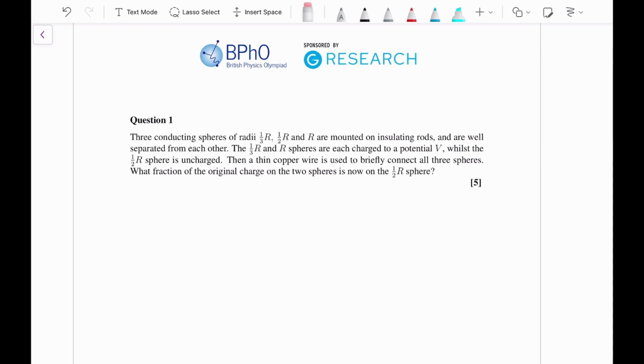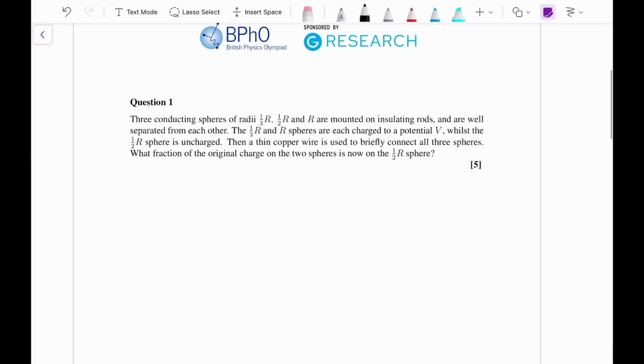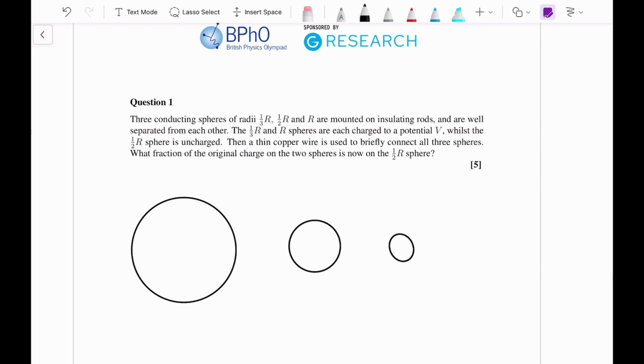So let's say there's three spheres. I'm going to draw a sample diagram. This is the largest one, that is R, a half R, and then a third R. Let's say it's just like this. So basically this will be V, V. And let's label these: this is sphere 1, 2, and 3.